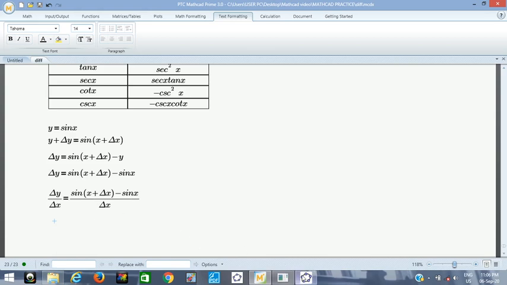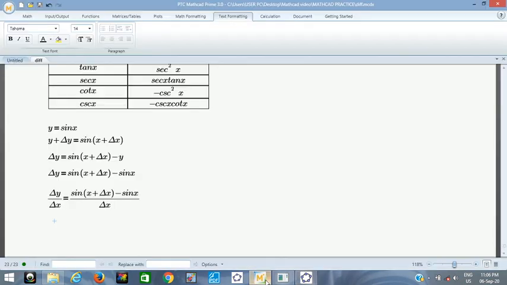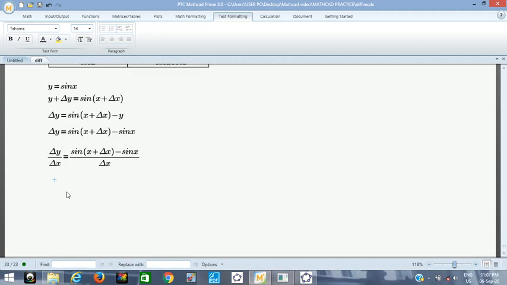We need to use this identity, which is this. So this is sine A minus sine B. What does it say you will get? You will get 2 cos, you add the two values here, A plus B divided by 2. Then sine, you subtract, A minus B divided by 2. So if I do the same here, you can see sine of x plus delta x minus sine x. So the numerator now will become like this.